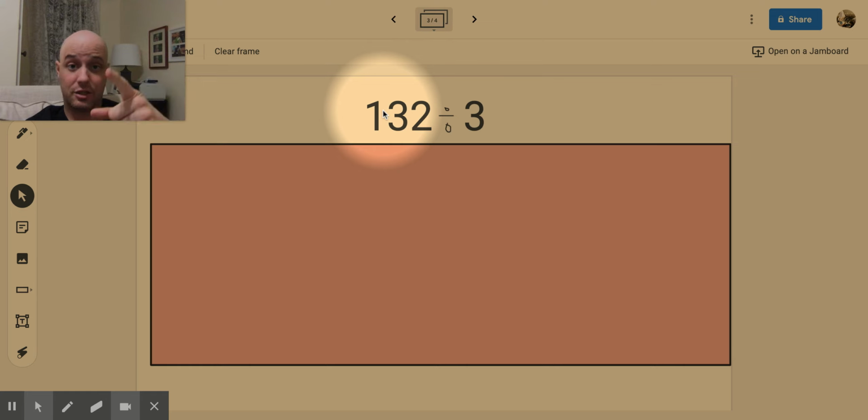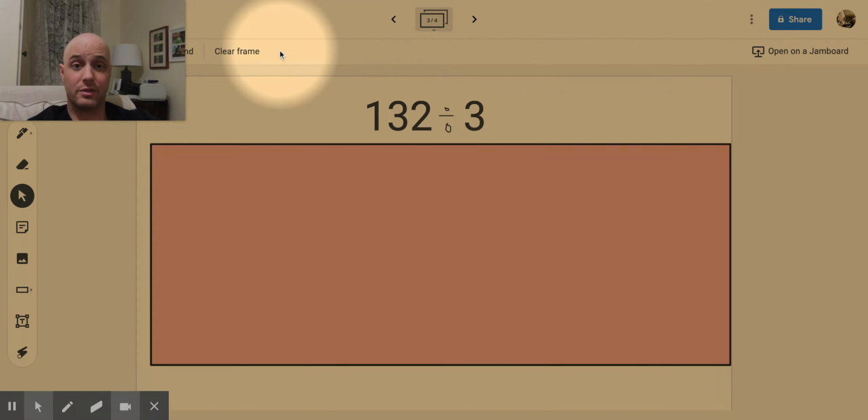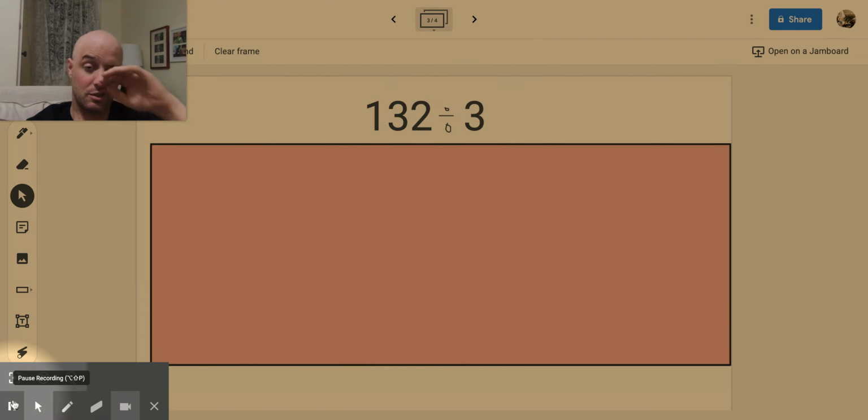Okay, now it's your turn. Have a go. 132 divided by 3. You definitely are going to need a pencil and paper for this. Get something to write with. Well, maybe you could do this in your head, but I would write it out. Okay, go ahead.